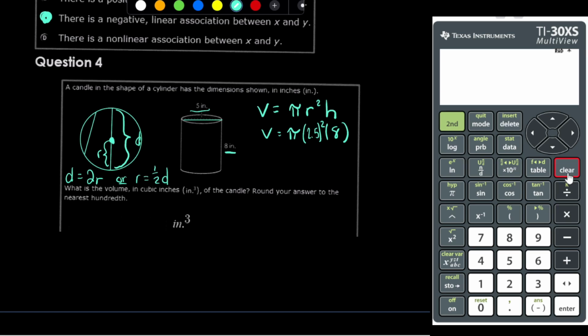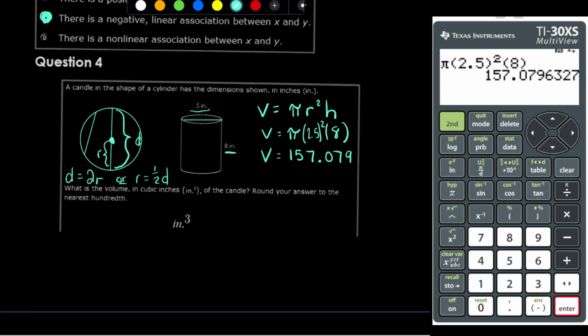Now, from here, you can just type it in exactly as you see it. Because it tells you you're rounding to the nearest hundredth. So you know you're multiplying this all the way. So let's type it in exactly as we have it. We have pi, parentheses, 2.5, close parentheses, squared, parentheses, 8, close parentheses. You notice that I'm writing it in the calculator exactly as I have it. Enter. 157.079. Okay?